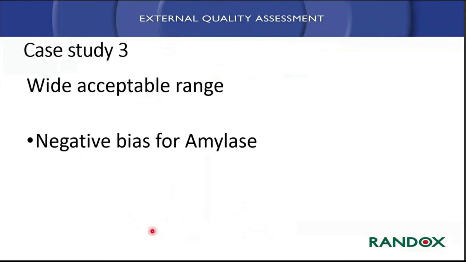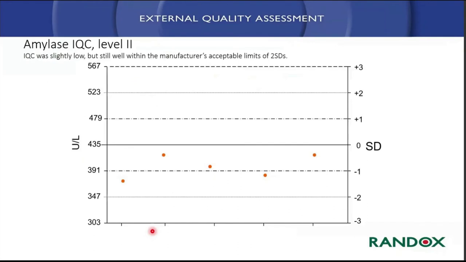One of the other things that we always see with internal QC is wide acceptable ranges. In this example, a customer came to us commenting that their internal QC was fine, yet their external was showing a positive bias. So this is the amylase internal QC, level 2. As you can see, the internal QC was slightly low, so even within their internal QC they were showing a slight negative bias. But it was within their two standard deviations, so they thought this was acceptable.